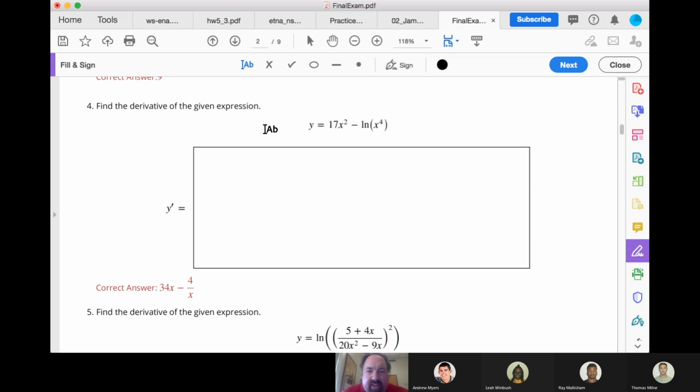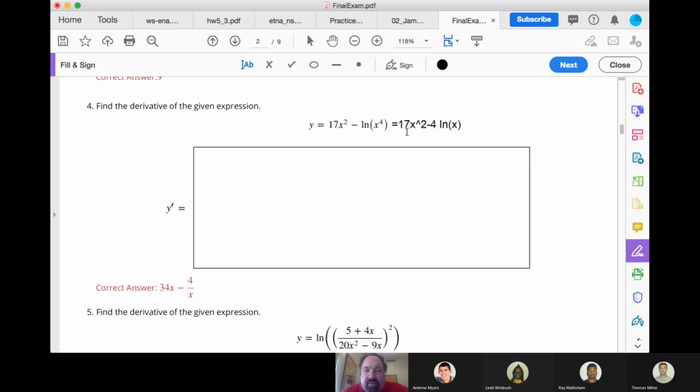All right, here the only thing it's asking for is a derivative. And it's more convenient if we rewrite the function using the properties of logs. Because here we have natural log of x to the 4th, but that's the same as 4 times the natural log of x. So when you take a log of something raised to a power, that exponent can be pulled out, put down here.